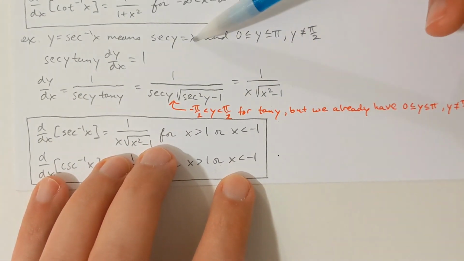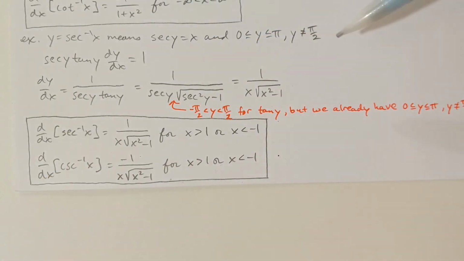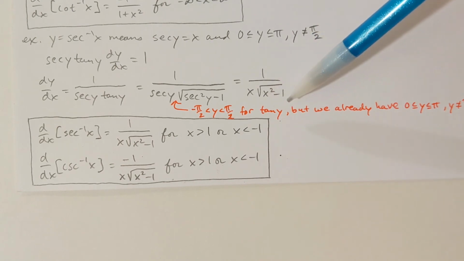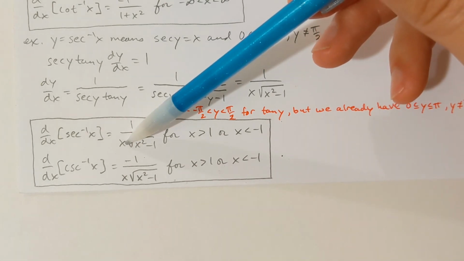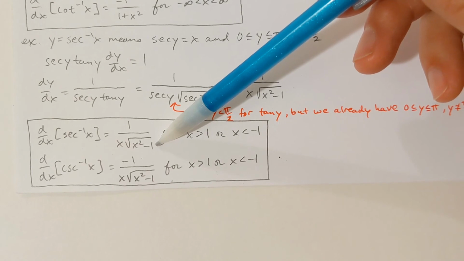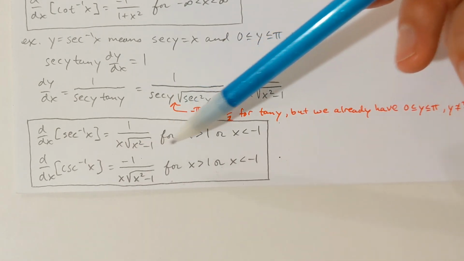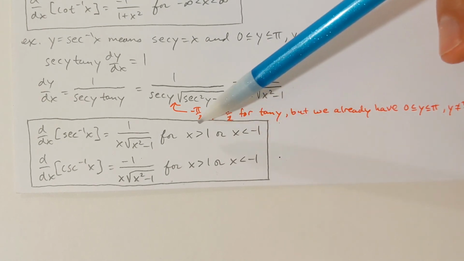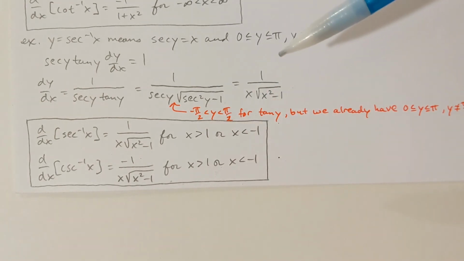Now, secant of y is x, so secant squared of y would be x squared, right? 1 over x times the square root of x squared minus 1 would be the derivative of secant inverse of x. x can't be 0, okay? Of course, I don't want a negative number underneath this radical. If you set x squared minus 1 to be positive and solve that inequality, you'd have x greater than 1 or x less than negative 1.